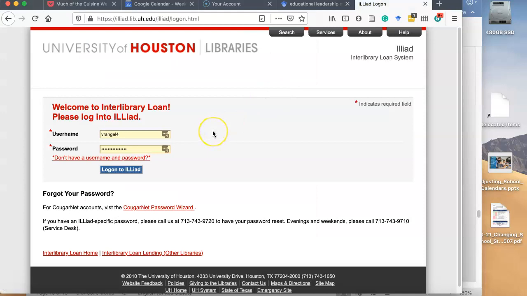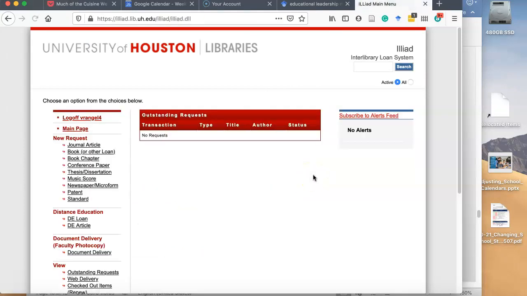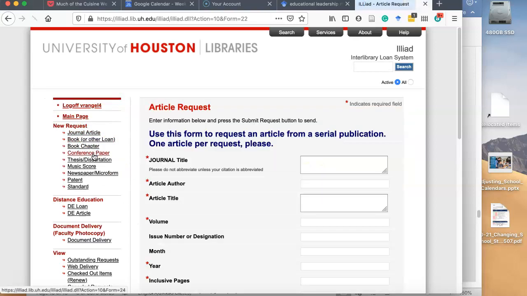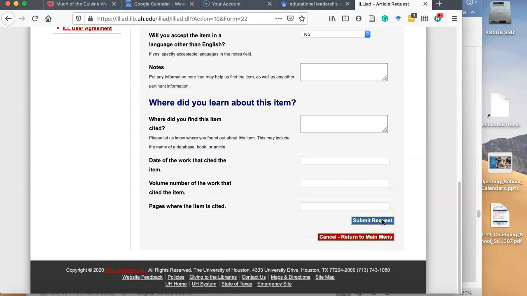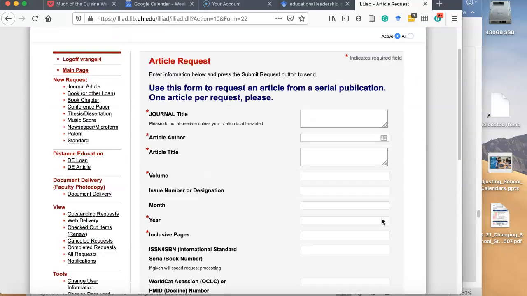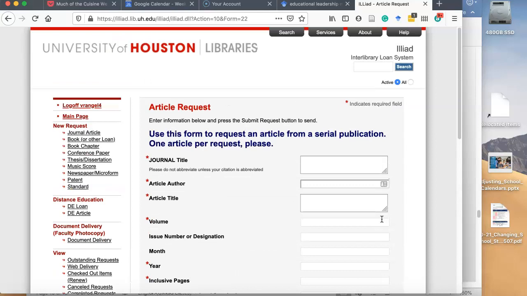You can just Google Interlibrary Loan. You can log in and you can request it. You put in the information and you hit submit request. And within usually 2 days, you will get a copy of that journal article or book chapter in your inbox.